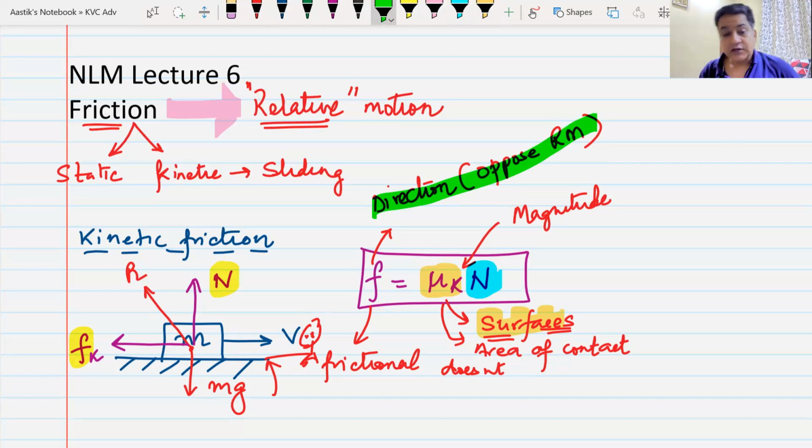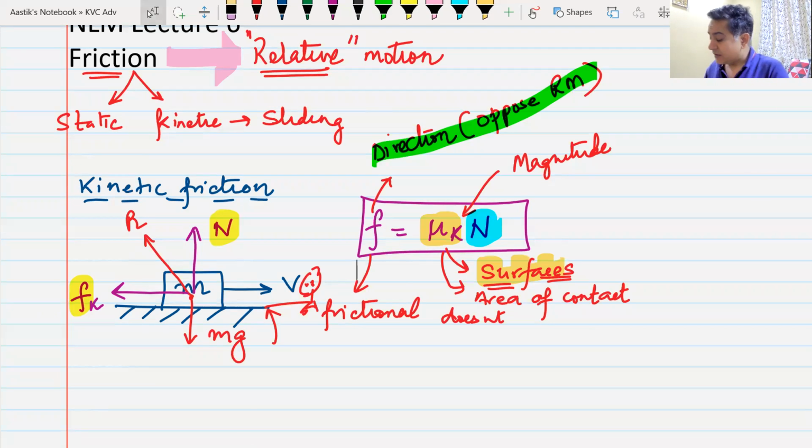Opposite to relative motion. Do we understand this? This is all about kinetic friction that we need to know. Once we understand this, we should be able to solve some problem.